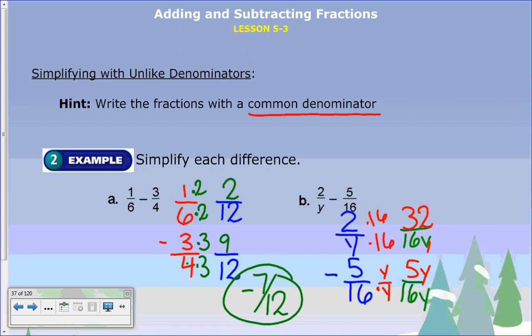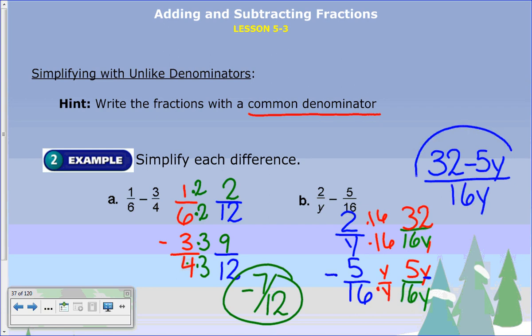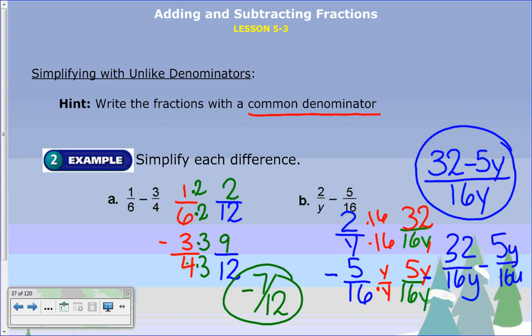That doesn't quite work because 32 and 5y are not like terms. This one has y, this one's just a number. So I'm going to rewrite it as 32 minus 5y, and because the denominators are the same, I could just write them both over 16y. Now you could write it like this. You could write it 32 over 16y minus 5y over 16y. But again, it just works better if you write it as one fraction. So again, just make it over the denominator of 16y. There we go.